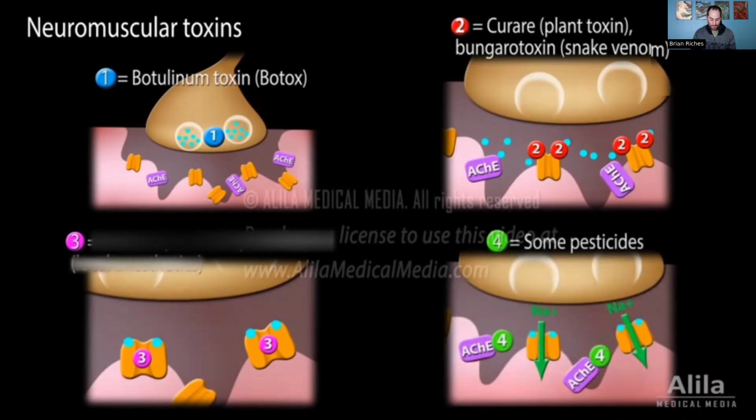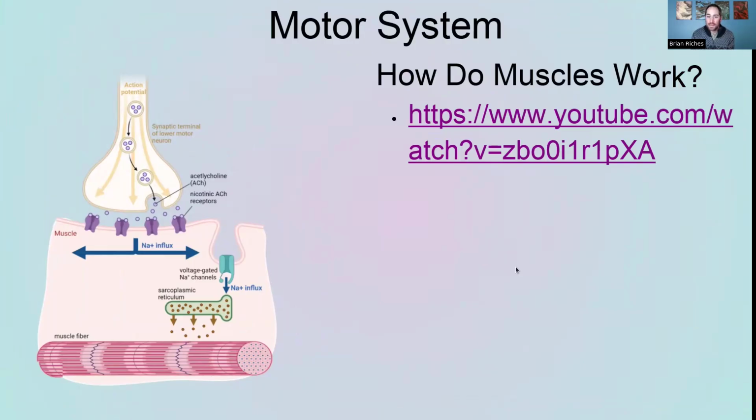On the other hand, some pesticides inhibit acetylcholinesterase, preventing degradation of acetylcholine, causing continuous activation of muscles. That's how they induce muscle spasms and cause spastic paralysis. All right, so that is the last step. Well, one of the last steps.